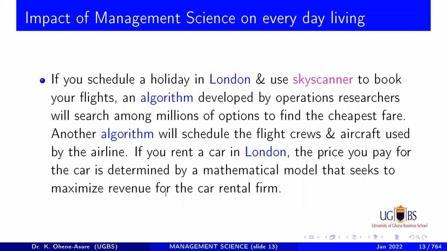But then you can also use another algorithm that will schedule the flight crews and the aircraft that are used by the airline. You can see that. In fact, the algorithm even helps you to know which seat you want to sit on and whether that seat is occupied or not. All of this, you don't see it, but behind the scenes, things are happening.